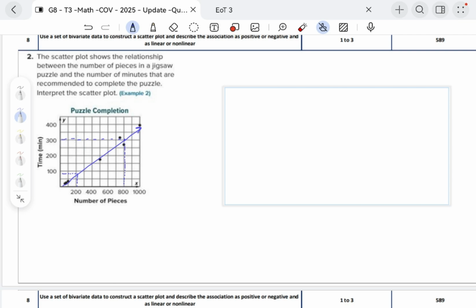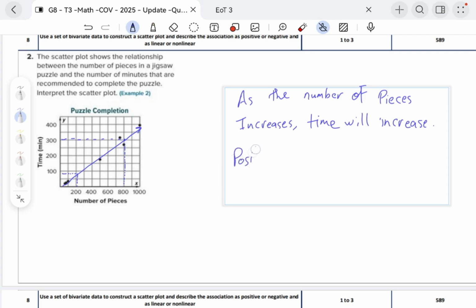To around 300 minutes. So we're gonna write: as the number of pieces increases, time will increase. So also we're gonna say that it's a positive linear association. Also we can say that there are no outliers.